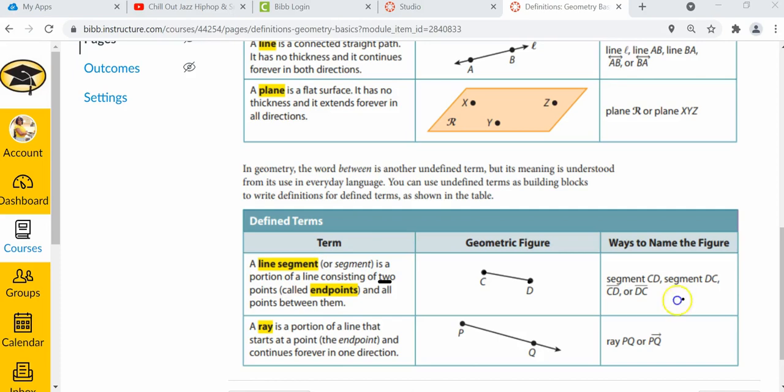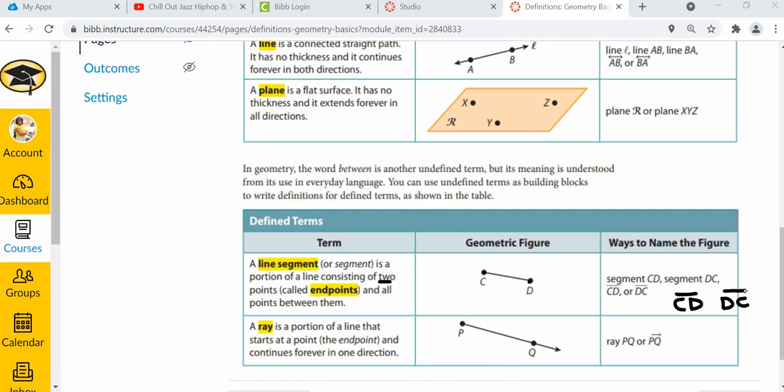Now notice the shorthand for this, which is, as mathematicians, we don't like to write too much. So we have a shorthand for almost everything. So most likely what you will see is the shorthand, okay? So we can just write CD and just put your line segment notation on top. That's your shorthand for it. Or DC, put your line segment notation.